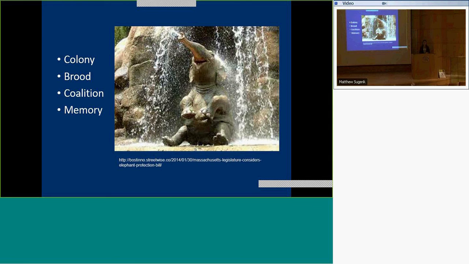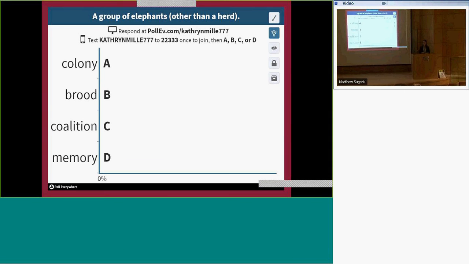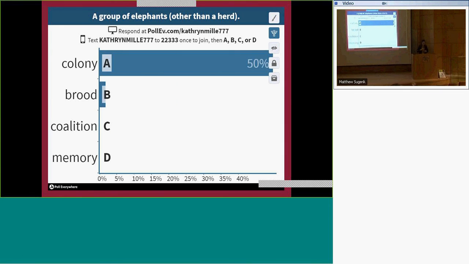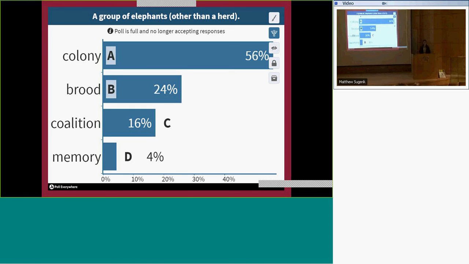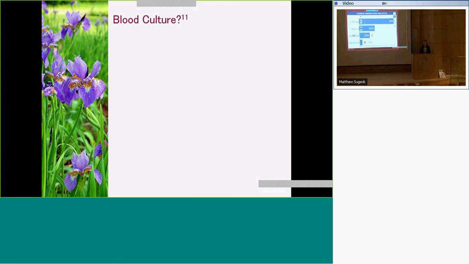How about a bunch of elephants? Colony, brood, coalition, or memory? Hey. I do like a coalition of elephants. All right. It is actually a memory of elephants. Of course, there's other terms, like it's clearly also a herd of elephants, but a memory, which I like.